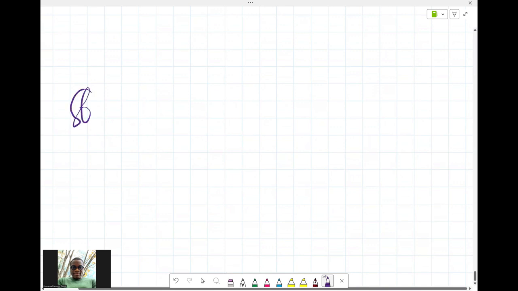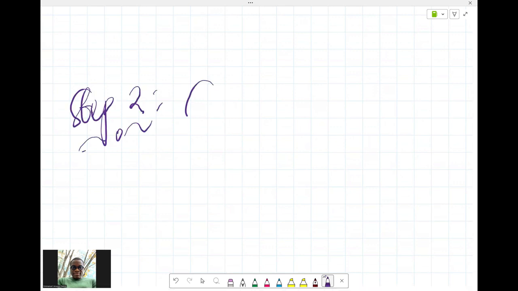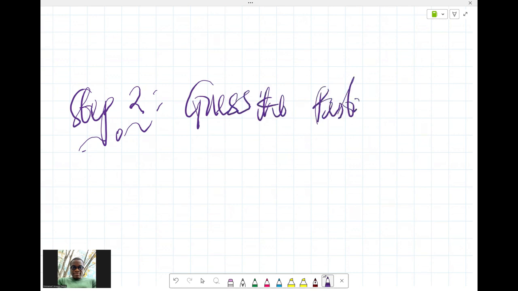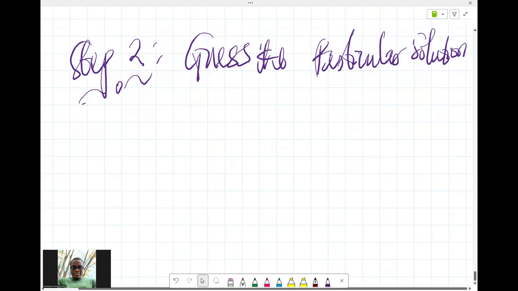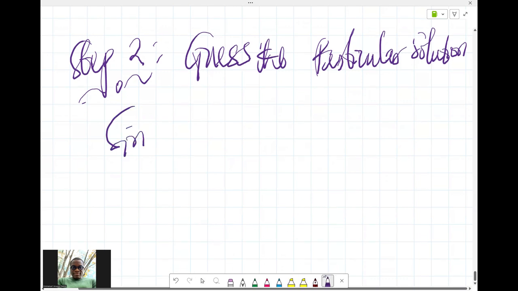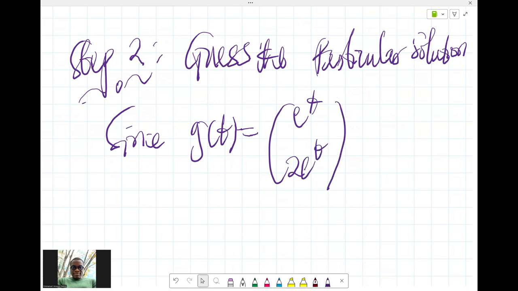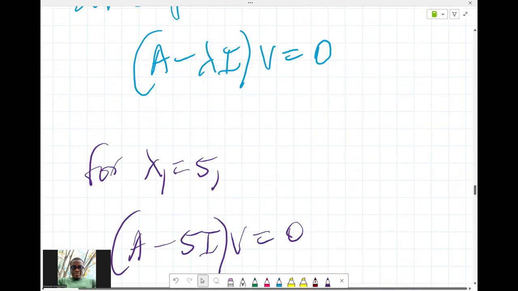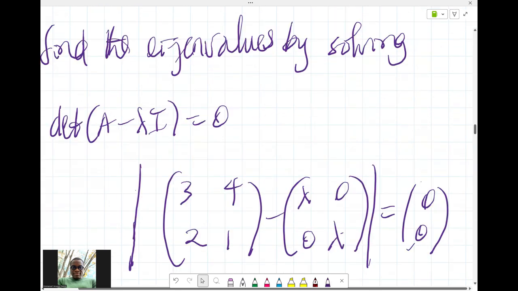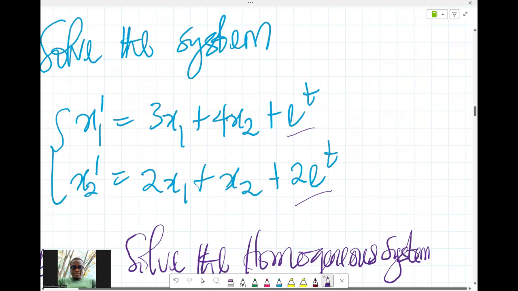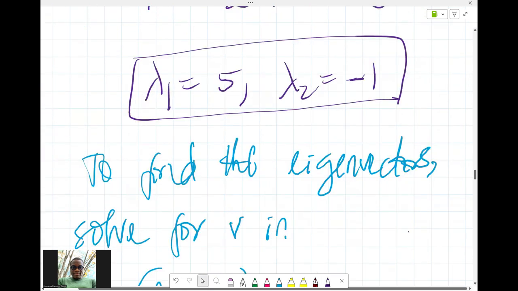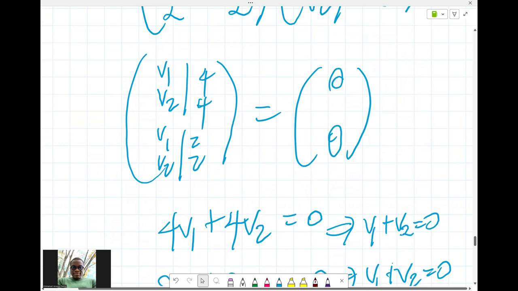So for step 2, we now have to guess. We're talking about undetermined coefficients. Guess the particular solution based on the forcing function, on the forcing terms. So if you remember the original expression, we know that g of t is equal to e raised to power t and 2e raised to power t. If you remember from the very beginning, when we started to solve this problem, the original question we had, we see it's e^t and 2e^t. So you want to refer to that.